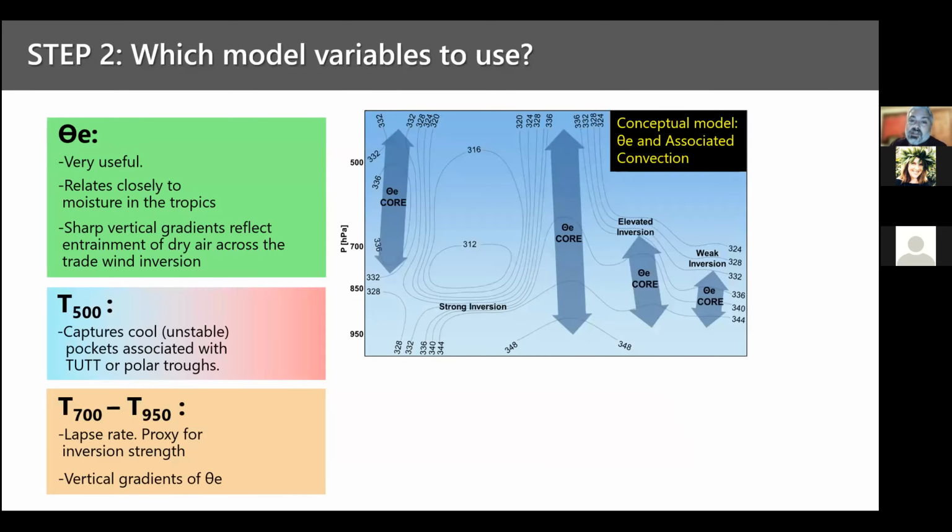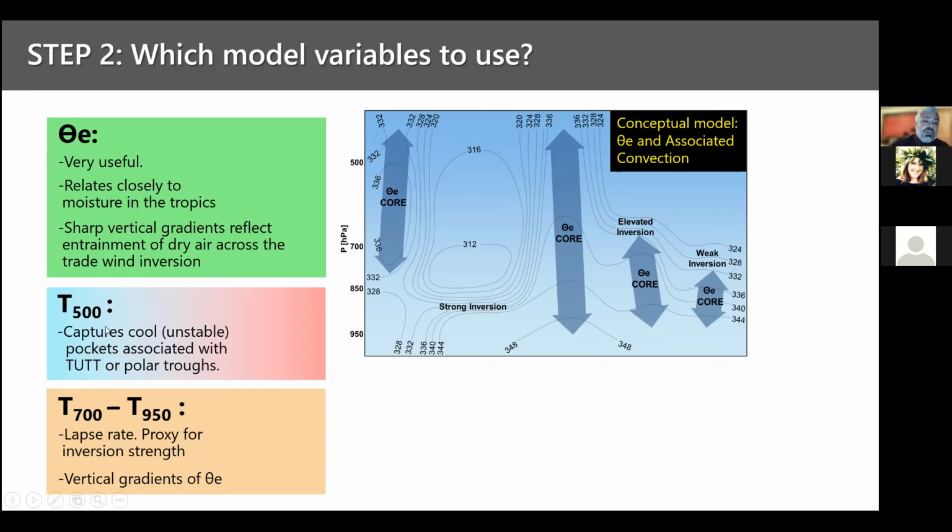So the second process is what variables to choose to produce an index, and theta E is one that we really give a lot of weight to, because theta E is a way to capture the content of heat and moisture in the column. It works great. It's very tied to moisture, but it does take into account the temperature effects. Something else that theta E captures, because it captures moisture very well, are these vertical gradients in moisture associated with the trade wind inversion. So this was really useful.